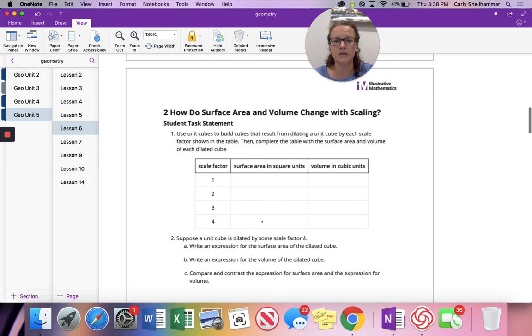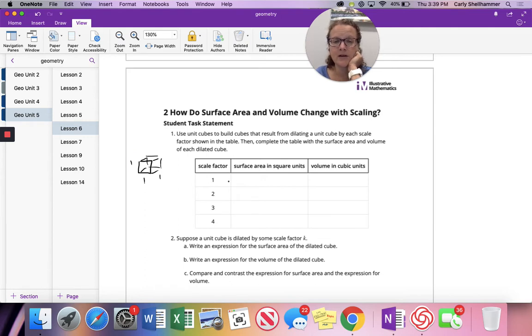How do surface area and volume change with scaling? Use unit cubes to build cubes that result from dilating the unit cube by each scale factor shown in the table. Then complete the table with the surface area and volume of each dilated cube. A unit cube is just a 1 by 1 by 1. So 1, 1, and 1 is 1 unit.